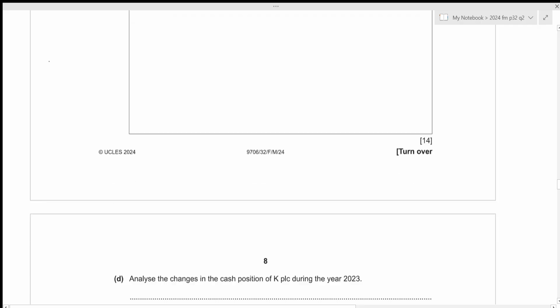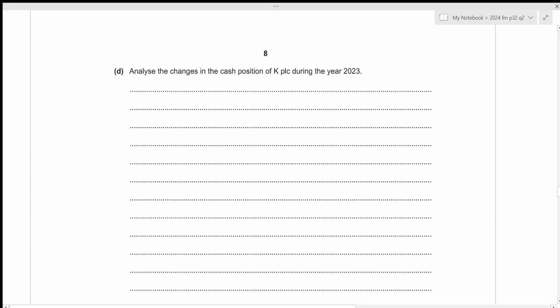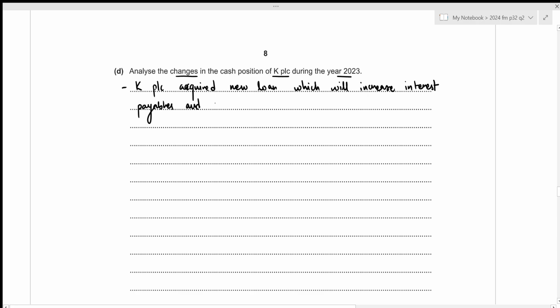Okay, now for the fourth part, we need to analyze the changes in the cash position of Key PLC during the year 2023. So the first thing we can consider is the new loan, because Key PLC acquired a new loan, and that will definitely increase the interest payable, which will reduce future profits. Let's write it down. Key PLC acquired a new loan, which will increase interest payable and reduce future profits.